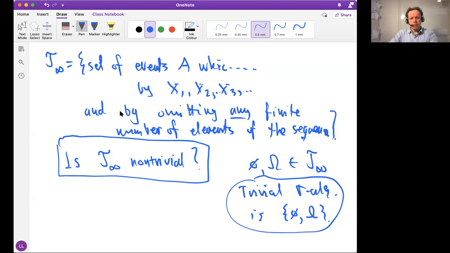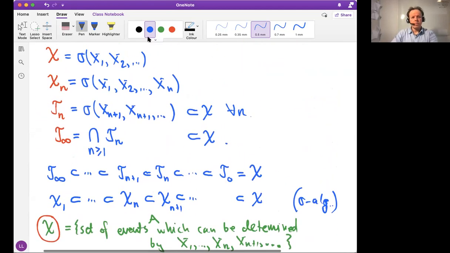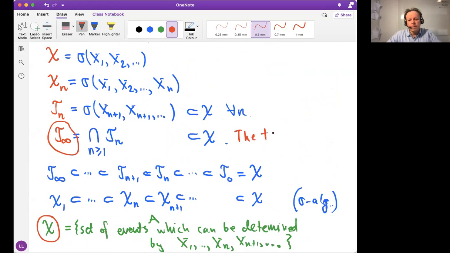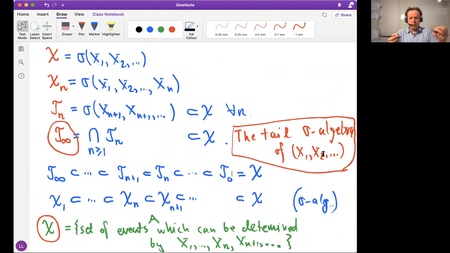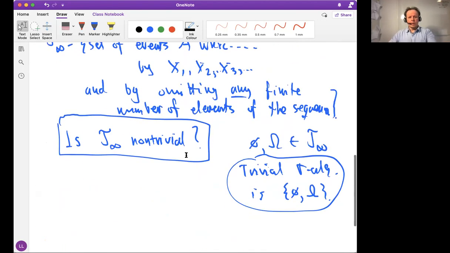Let's give this sigma algebra a name. This sigma algebra, T infinity, is called the tail sigma algebra of the sequence X1 up to infinity. This is very important because it helps us understand something very deep later on today. We want to understand what happens in the tail. We know that this is not empty, and we have an intuitive feeling of what it should be, but we don't yet know whether it contains anything interesting.